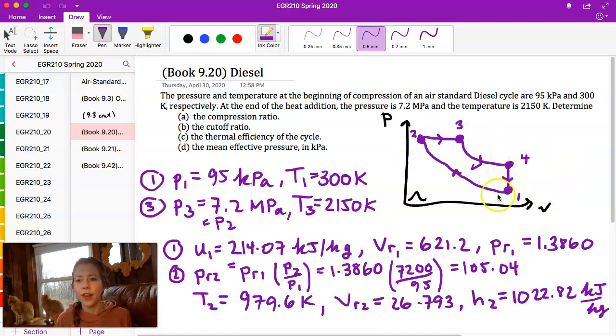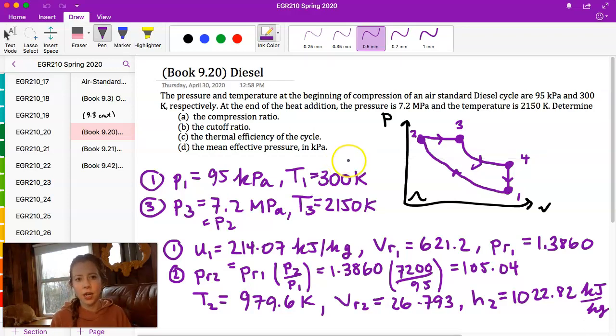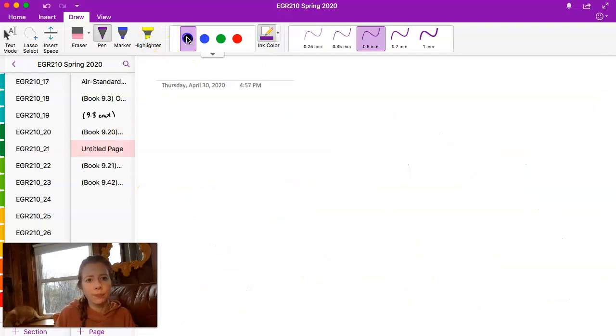So for state 1 and state 4, we look up u, because that would be the same thing like our piston cylinder at constant volume like we did with the Otto cycle. So that's why I looked up h instead of u. Let's add a page.